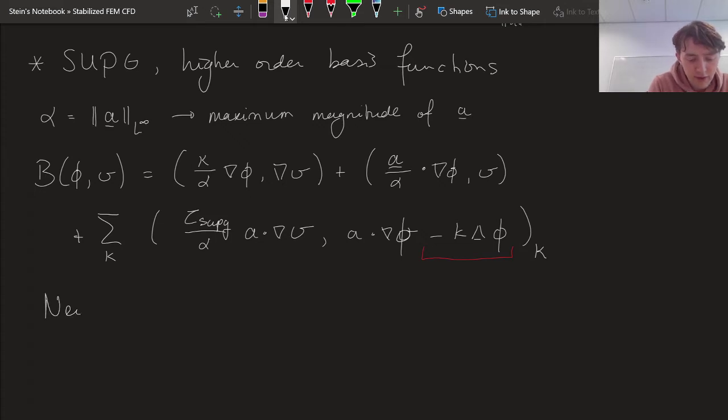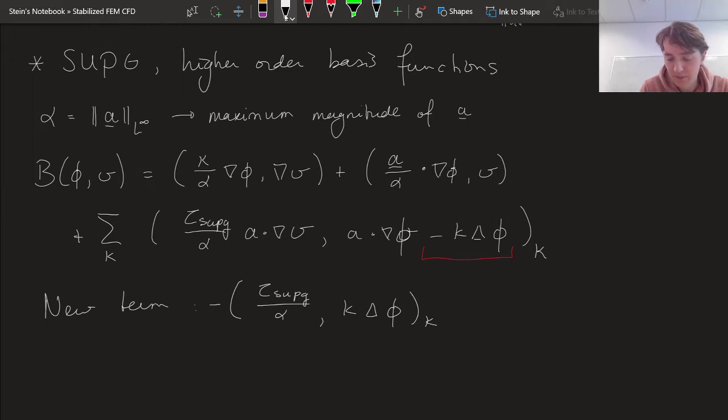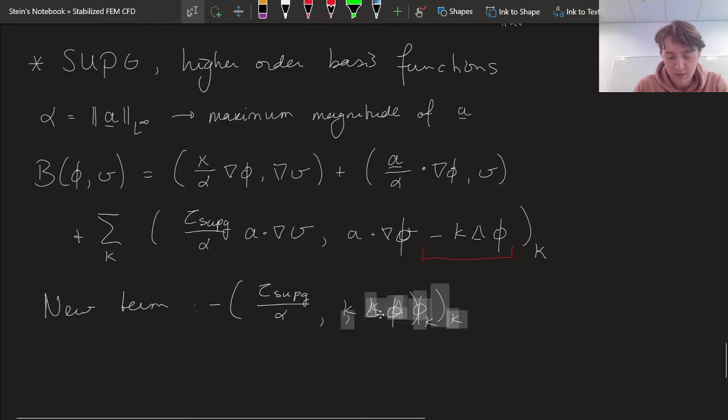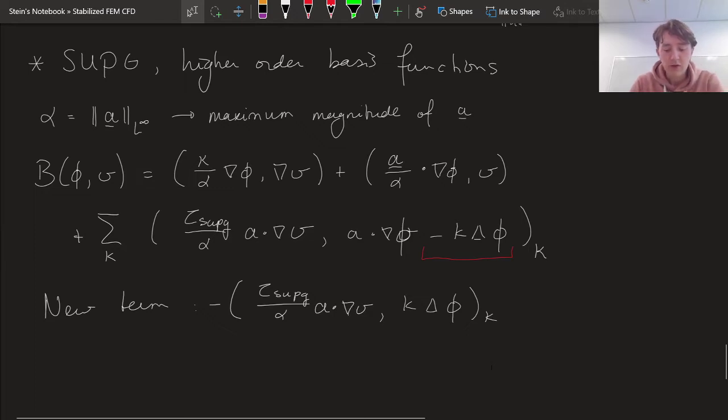So we have the new term tau SUPG divided by alpha, and I'll focus on a single element. Minus actually times kappa times the Laplace operator of phi. Excuse me, A dot gradient of V. So this seems to be a bit of a difficult term to handle. It's a term that we haven't really seen before. It's non-symmetric. It has higher order derivatives. Yeah, so how are we ever gonna wedge this into a norm?